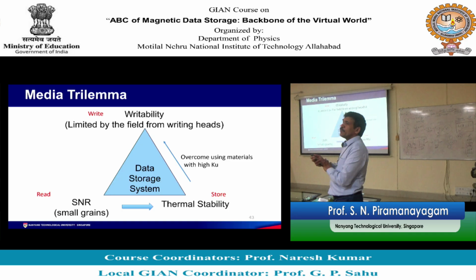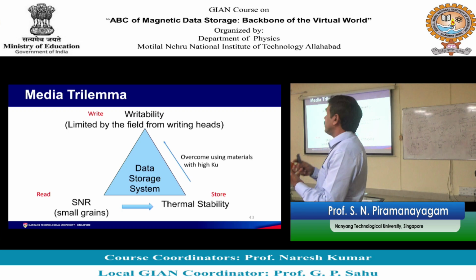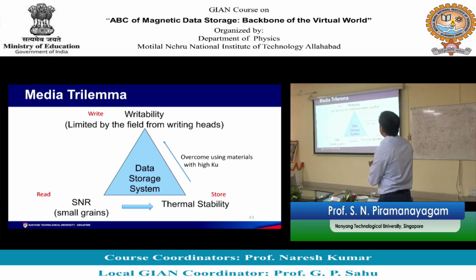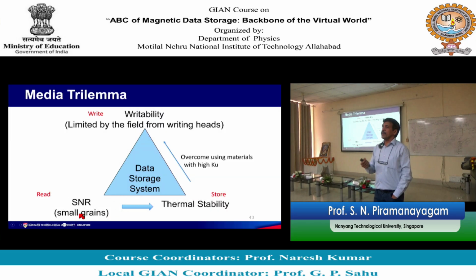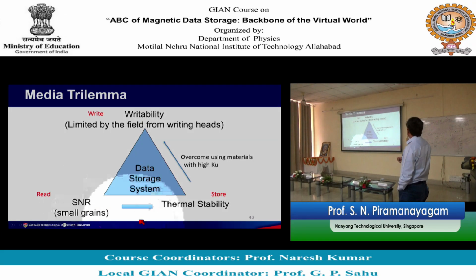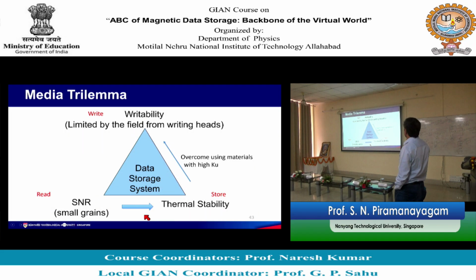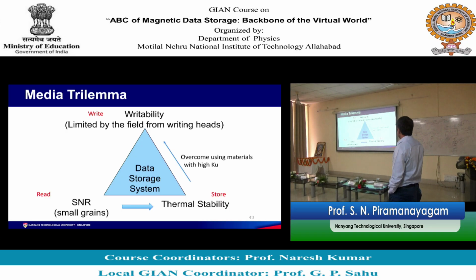So I told you about the media trilemma. That means we have to optimize between three possibilities. We want high SNR, so we need to make the grain smaller. But when you make the grain smaller, you reduce the volume, so KuV by KBT becomes smaller. Then you end up having thermal stability issues, which prevent storing the information. You can overcome this problem by choosing materials with high Ku.